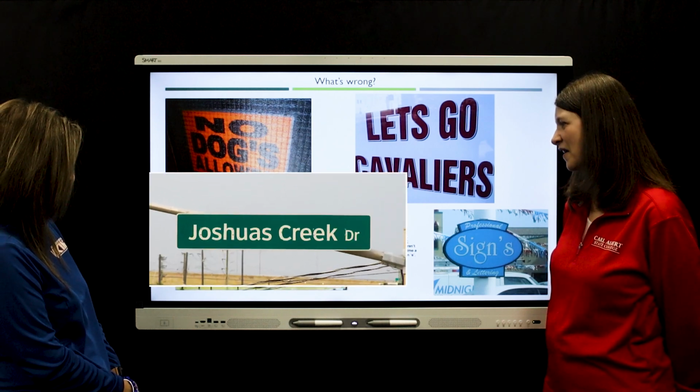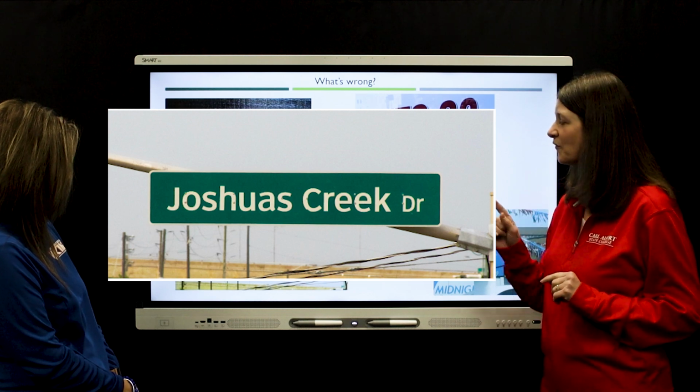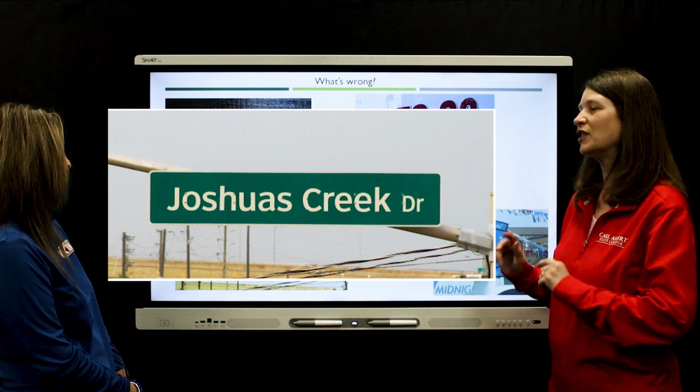Okay, what about this next one, Susan? Joshua's Creek Drive. All right, on this sign, the creek actually belongs to Joshua, so I want to put an apostrophe before that S, showing that ownership. So Joshua, apostrophe S, Creek Drive.